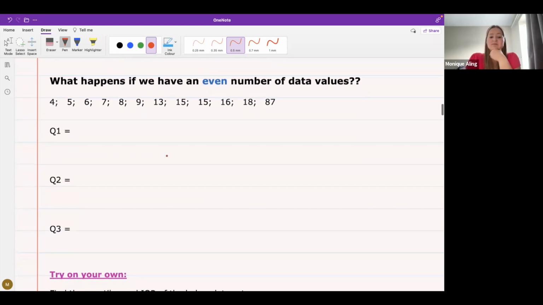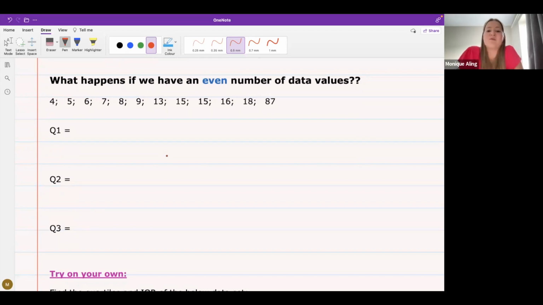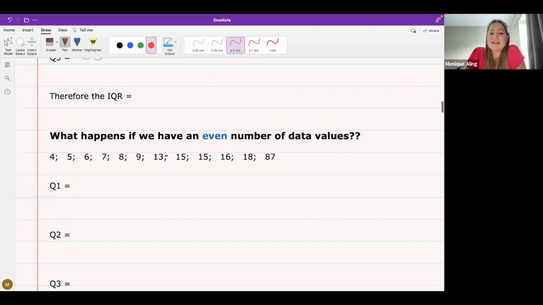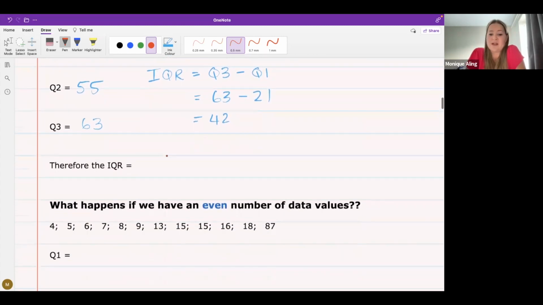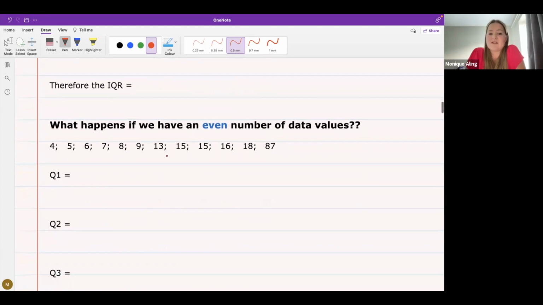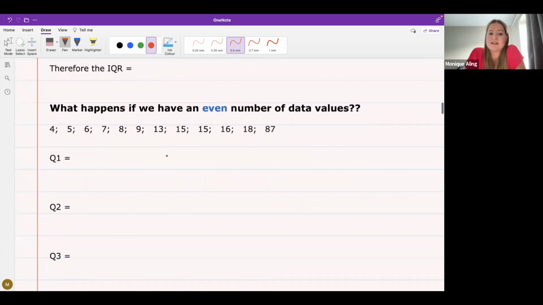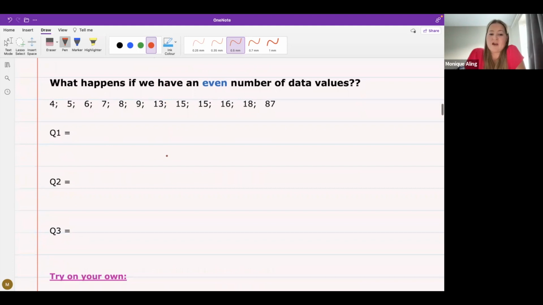Now, what happens if we have an even number of data values? So it is very easy in the previous question because we had definite numbers in the middle. But we know when we have an even amount of numbers, it's a little bit different. Okay, so I'm going to do this one with you. As we can see, our data is already in ascending orders. Oh, it's not in ascending orders. Oh, no, it is. Sorry.